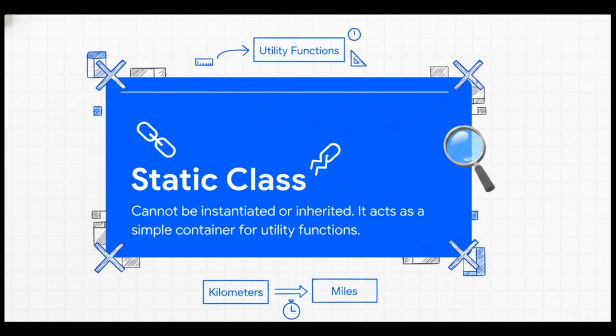You can't instantiate it and you can't inherit from it. The compiler enforces 2 very strict rules here. First, absolutely no one can create an object of this class. And second, every single member inside of it must also be declared as static. It's purely a simple container for related utility functions, like say a custom unit converter with a kilometers to miles method that doesn't depend on any object state to do its job. It's just clean and simple.